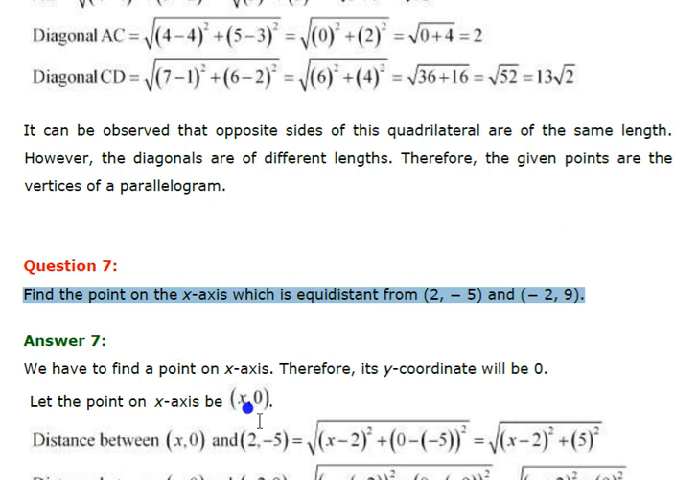So can we say that suppose we have a point x, let it be named A, and point B, that is 2 minus 5, and point C, that is minus 2 and 9.